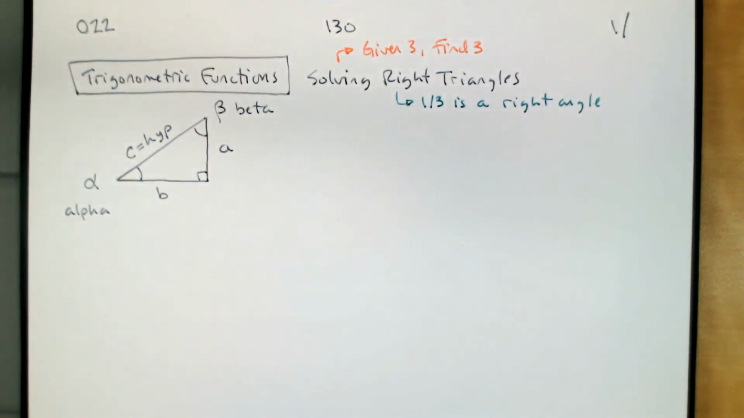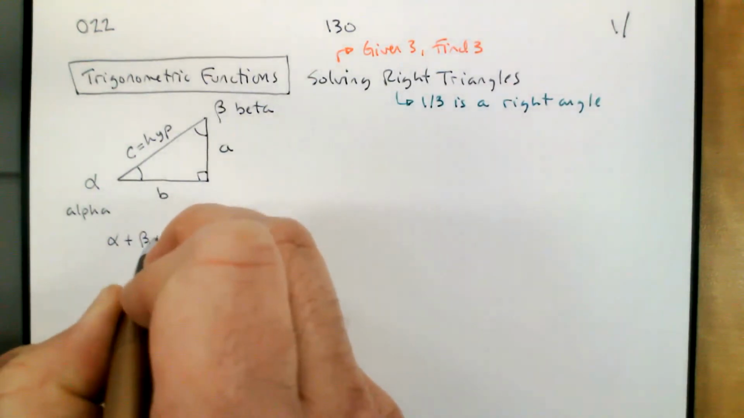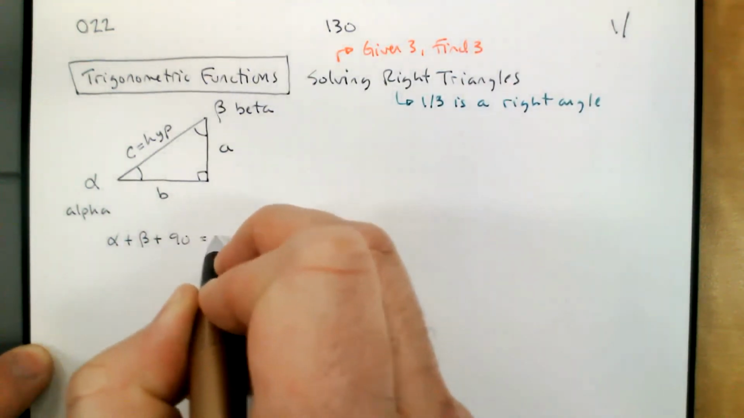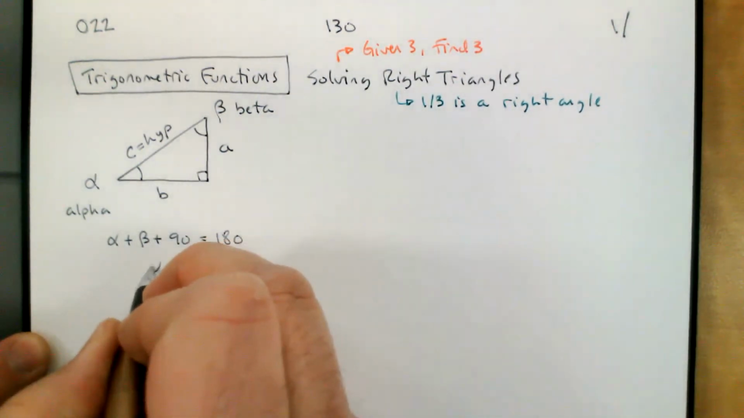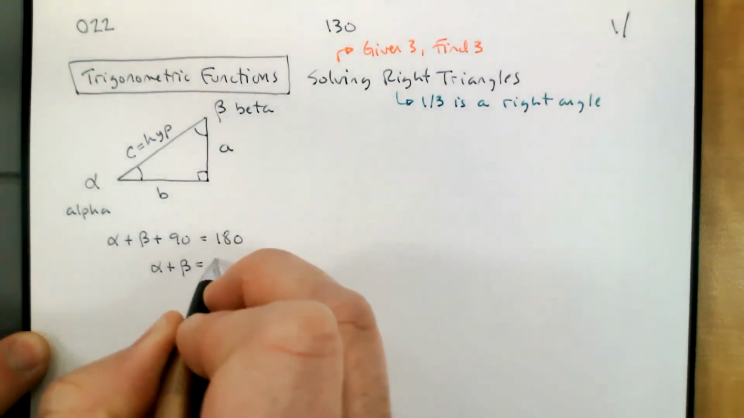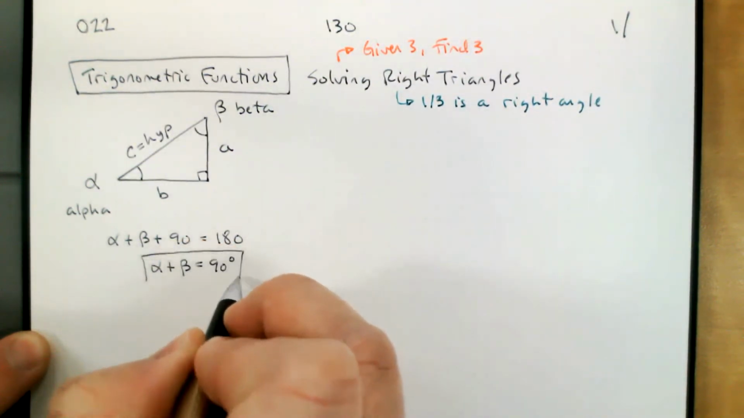The only generic piece of information that we have is that the sum of the angles of a triangle is 180 degrees. Alpha plus beta plus 90 is 180 degrees. In the category of right triangles, since we knew one of the angles is 90 degrees, we can just say alpha plus beta is equal to 90. So that's one of the tools that we have in our toolbox.